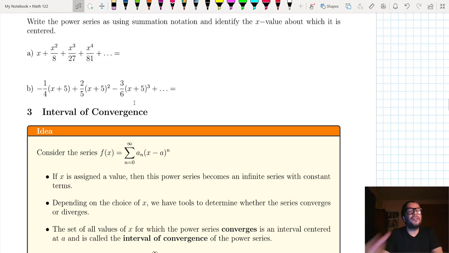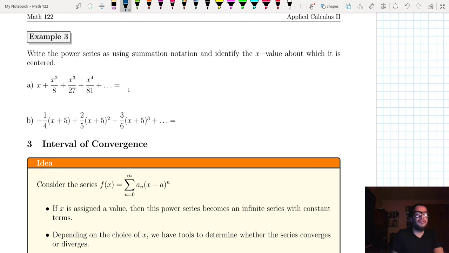Okay, let's do the reverse. Now we're given the sequence of terms with plus and minus signs in between. We need to write this using summation notation. Summation notation involving sigma. Okay, that's what we do. That's what summation notation means.